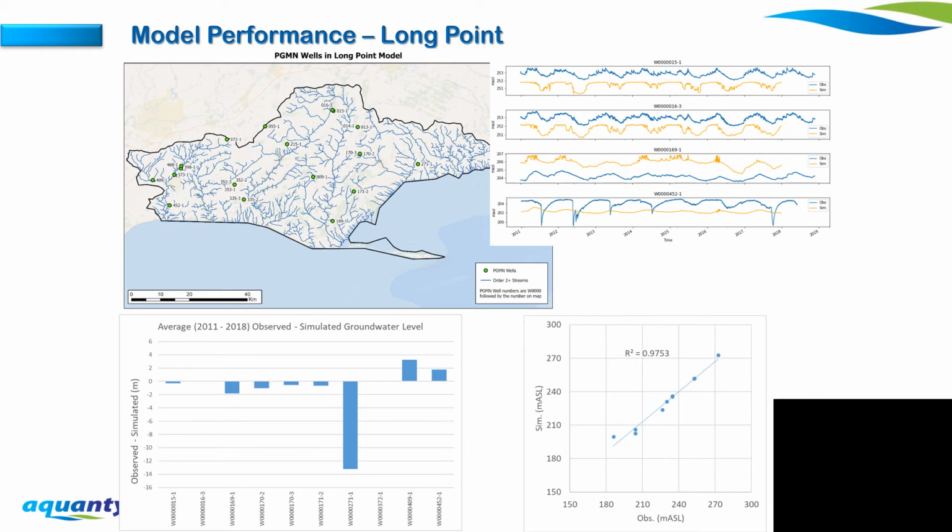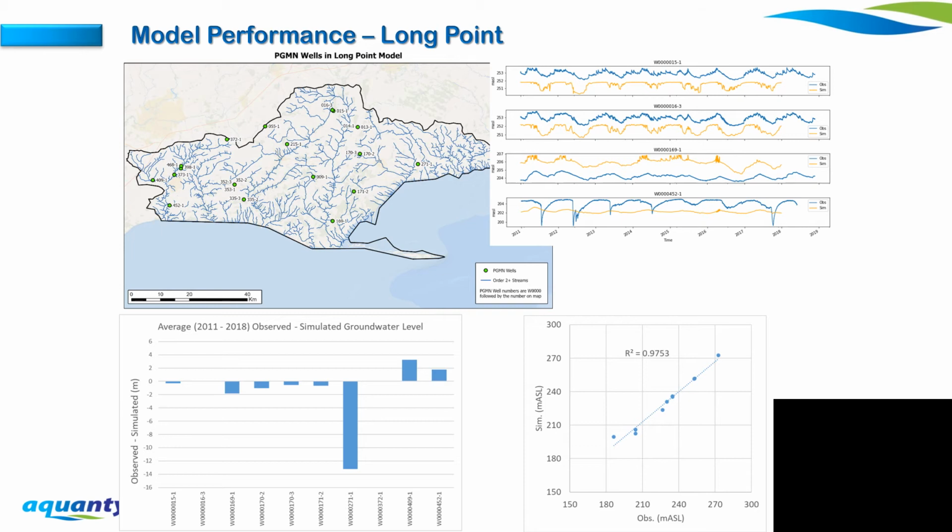The transient characteristics of water levels are depicted for 4 wells in the time series plot in the top right. 3 of the 4 wells demonstrate that the model captures the magnitude and timing of interannual variability quite well, but the 4th well obviously shows that the model isn't quite as sensitive as the actual well in the real world, and we're not capturing some of the significant drawdowns that are observed in the actual observation well.